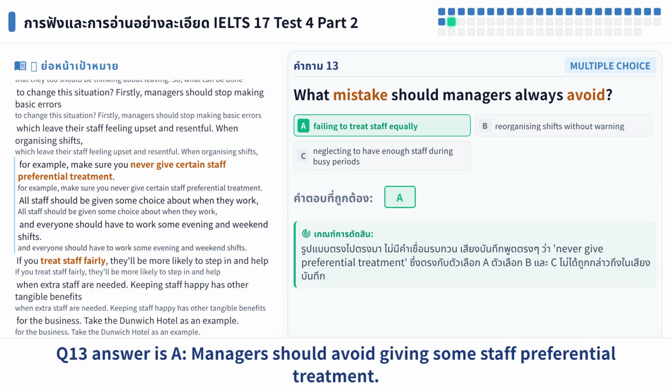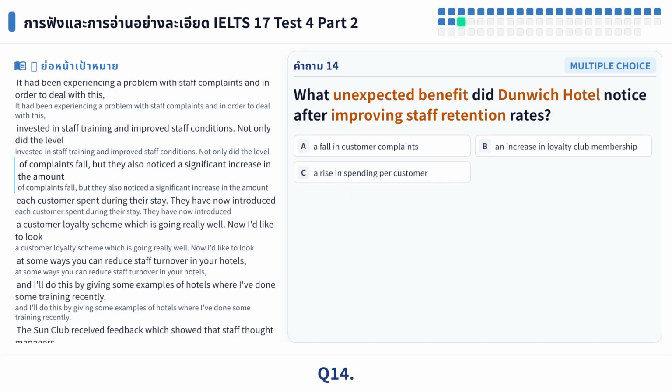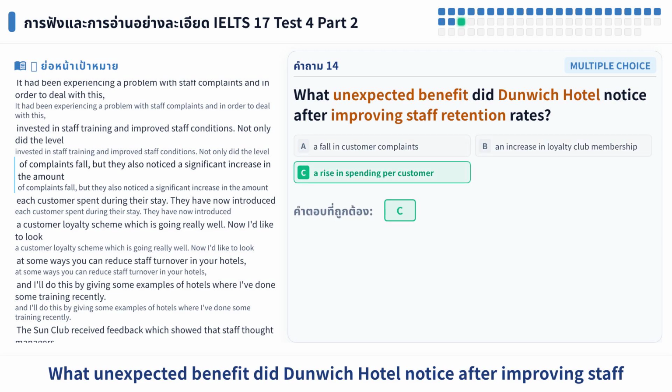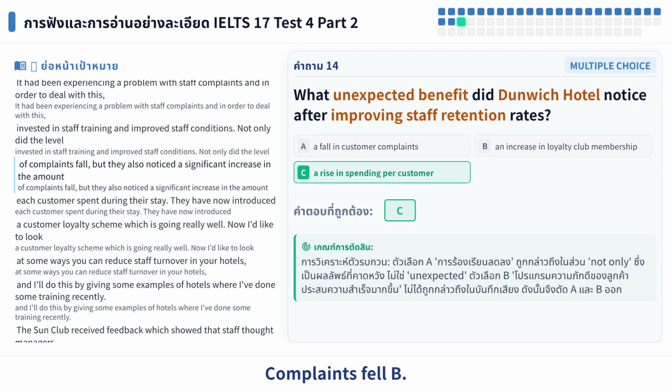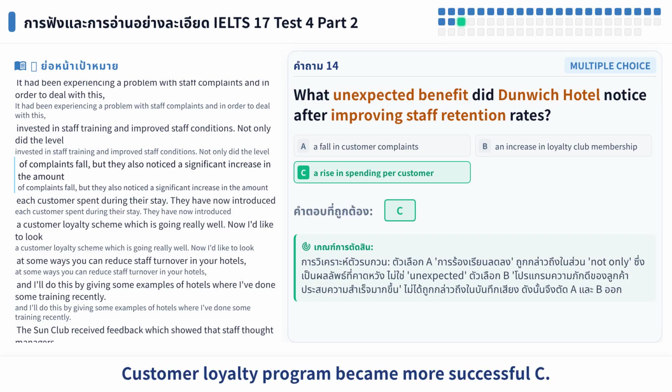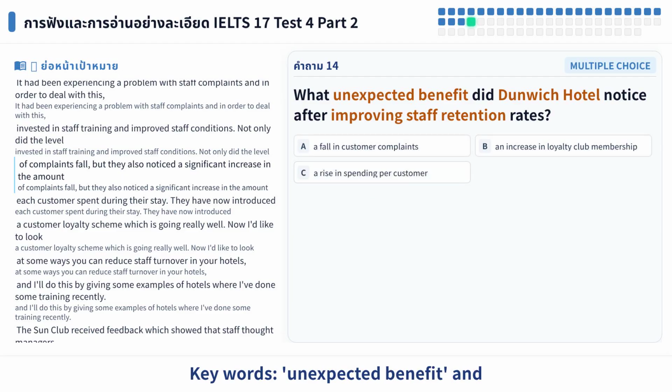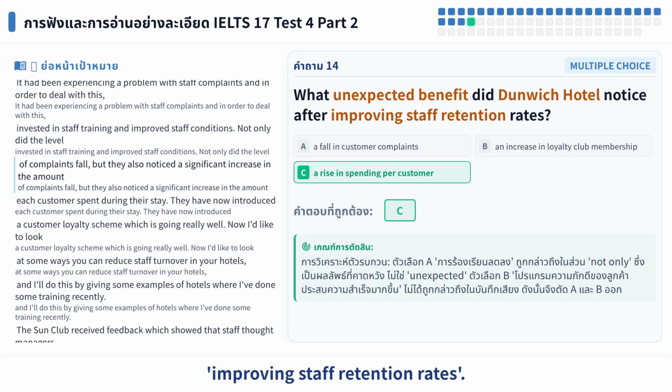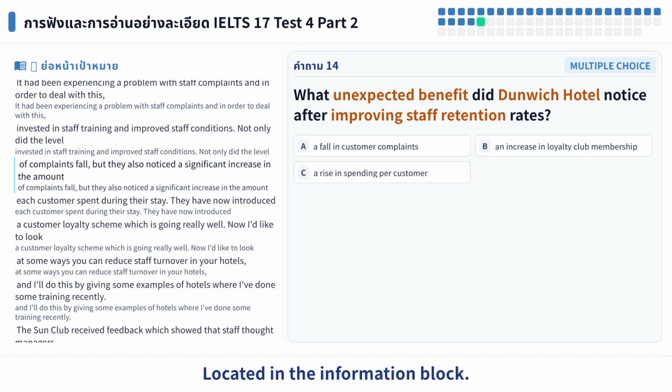Q14. What unexpected benefit did Dunwich Hotel notice after improving staff retention rates? A. Complaints fell. B. Customer loyalty program became more successful. C. The amount each customer spent increased. Please pause the video to answer. Keywords: unexpected benefit and improving staff retention rates. Expect to hear about a surprising result of keeping staff longer. Located in the information block.